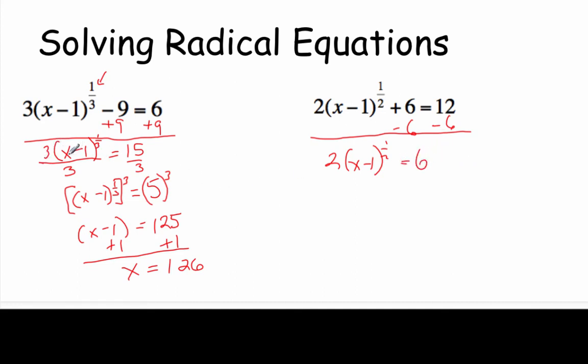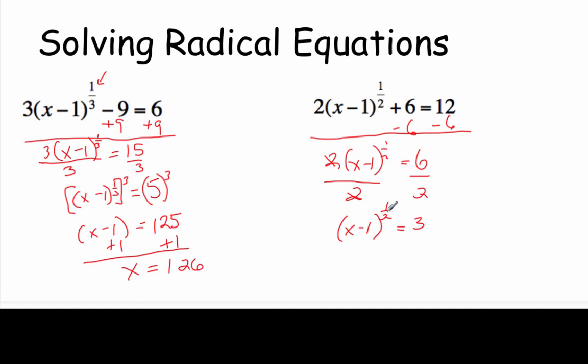Just like over here, I wanted to get the part that has the parentheses and the fractional exponent. This says 1/2. It's kind of hard to see at the moment. So let's go through and divide both sides by 2. And this 2 and this 2 are gone. I'm ending up with x minus 1 to the 1/2 power is equal to 3.